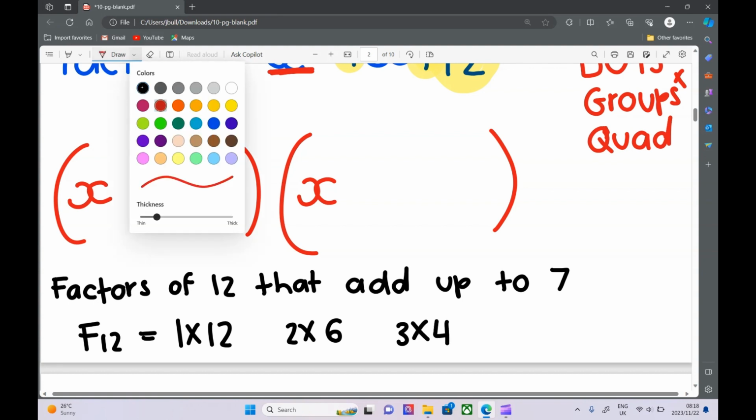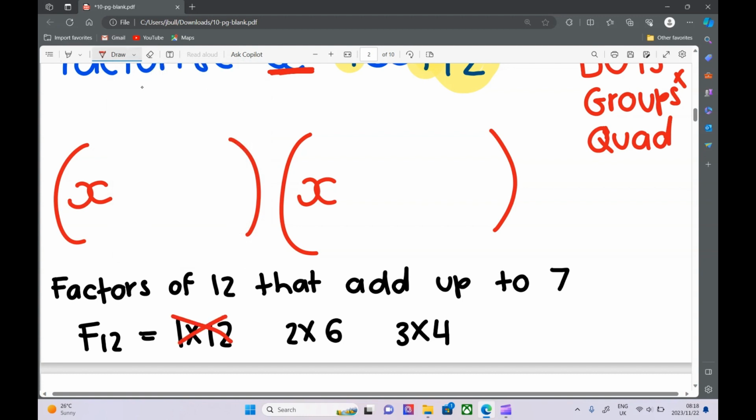If we check these ones, 1 times 12, if we add those up, they add up to 13, so it can't be them. 2 times 6, 2 add 6 adds up to 8, can't be them. 3 and 4, they add up to 7, so those are our factors. So we can put those in. Again, it doesn't matter which order you put them in, 3 and 4.